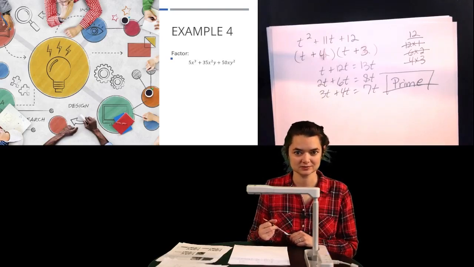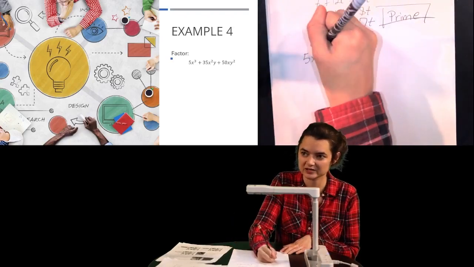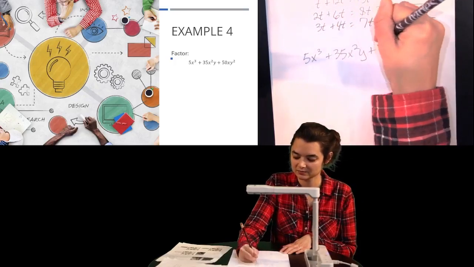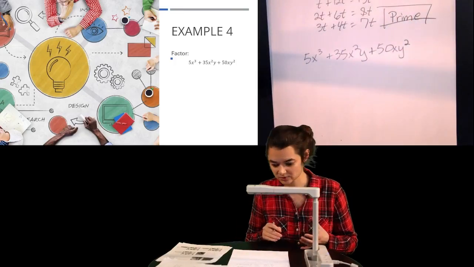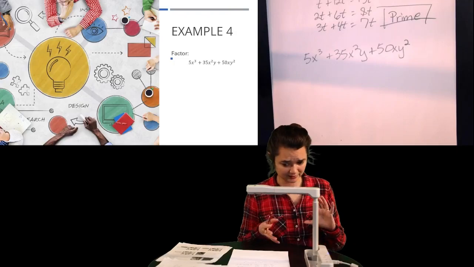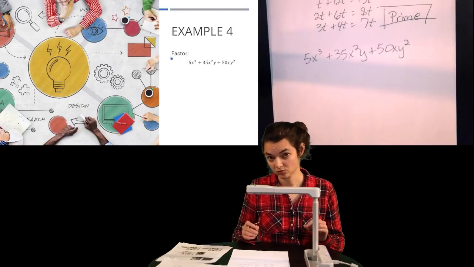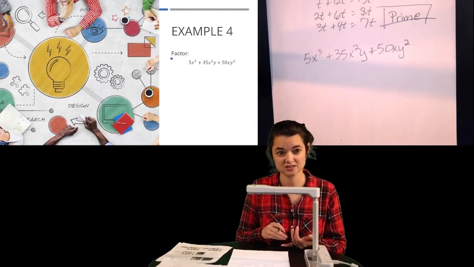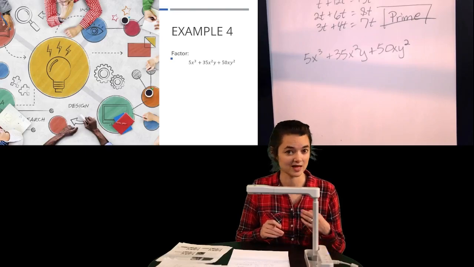All right, this one looks fun and complicated, doesn't it? I've got 5x to the third plus 35x squared y plus 50xy squared. One thing you'll notice with this one is it doesn't start with an x squared, and the leading coefficient isn't 1, and that looks complicated. One really big hint for all factoring here on out, always look for a GCF first. If you can get that GCF factored out at the very beginning, your life gets made a lot easier.